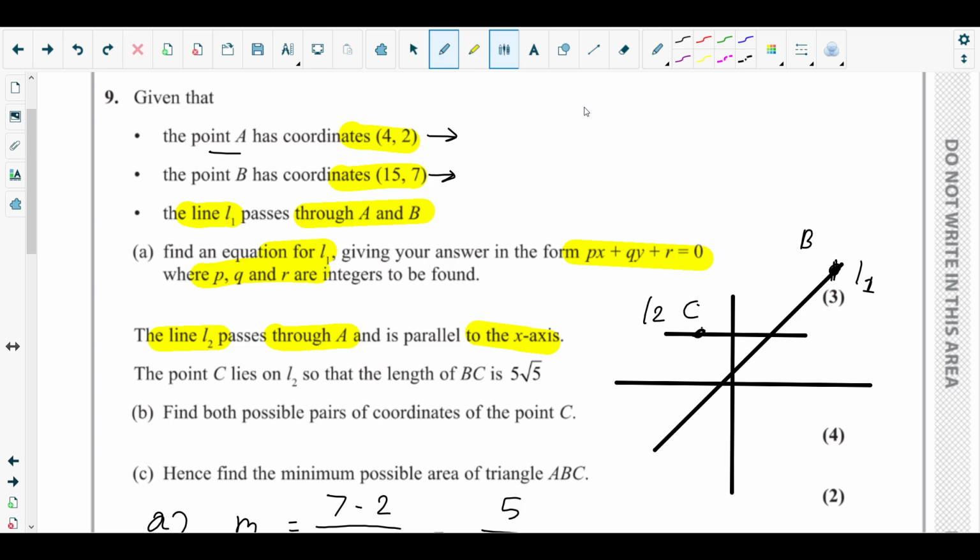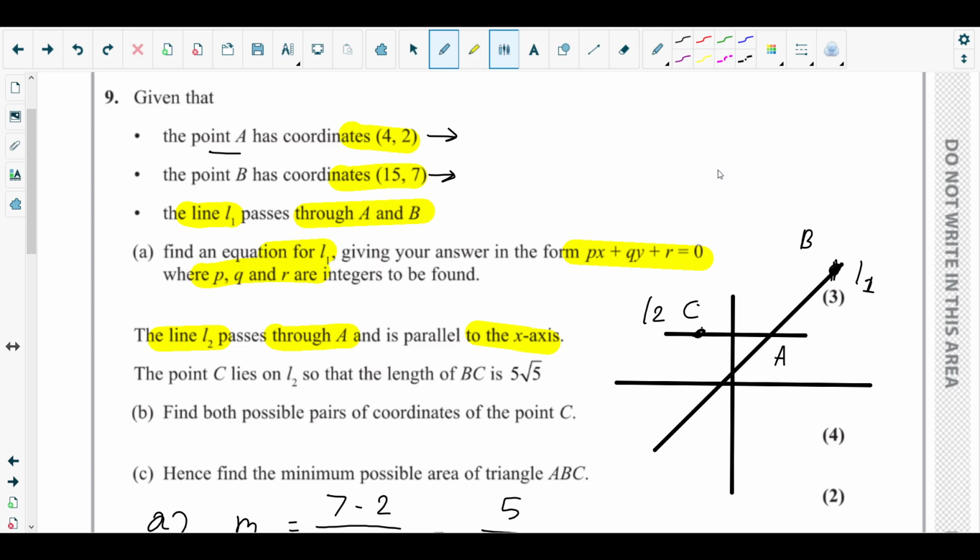So since the line L2 passes through point A, that means point A is the point of intersection between the line L1 and what? L2, right? Because line L1 is also passing through point A. So that means this is the common point between line L1 and L2. So point A is the point of intersection between the line L1 and L2.